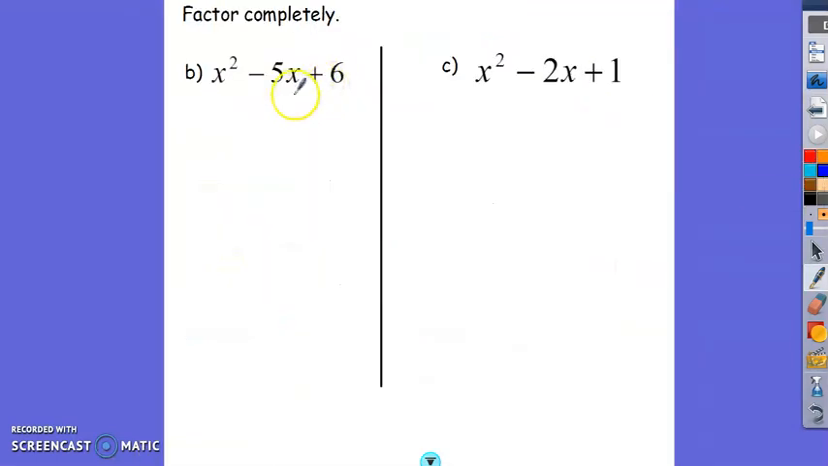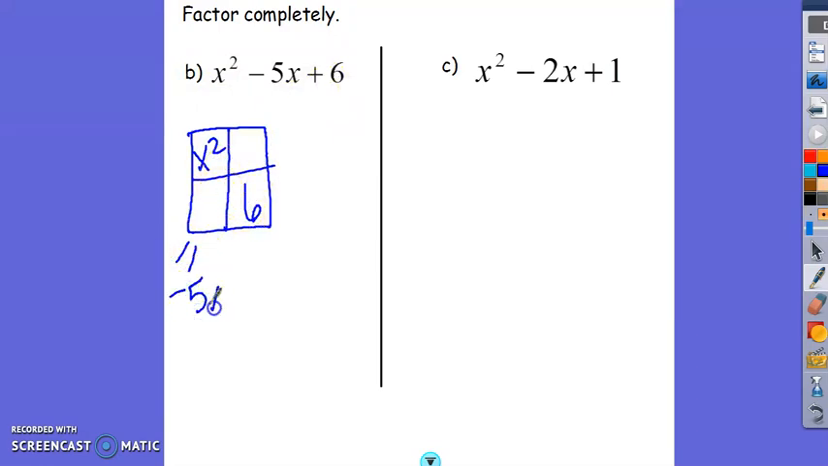So we'll do this example using the box. We'll start by drawing the box. And you get your first term, your x squared goes in the first box. Your last term, your 6 goes in the last box. These middle diagonals have to add up to your middle term, your negative 5x. Remember, your a is your leading coefficient, b is your middle, c is your last if it's in standard form. You need to find numbers that multiply to a times c, which is 6, but add up to b, which in this case is negative 5.